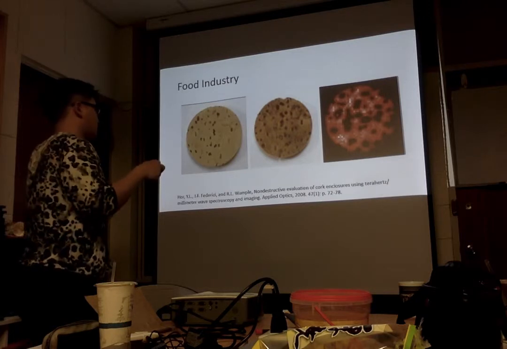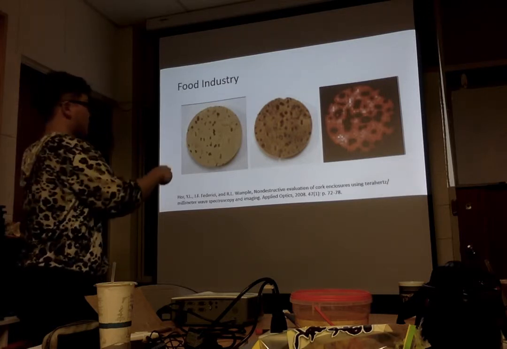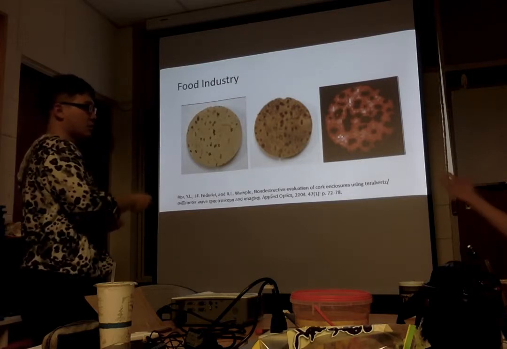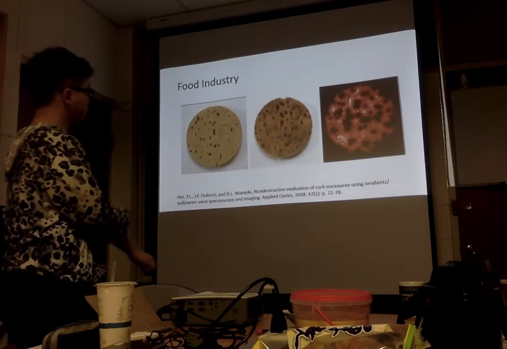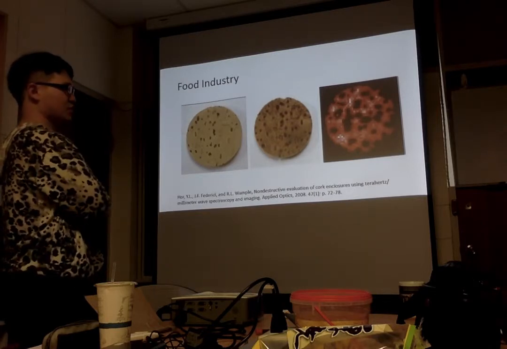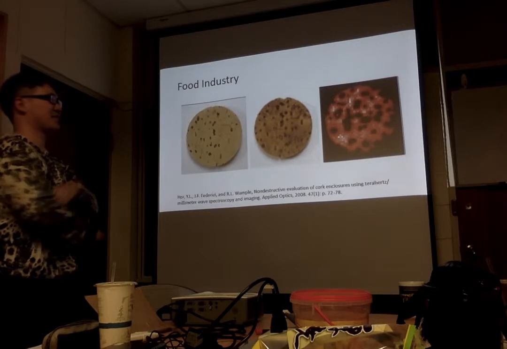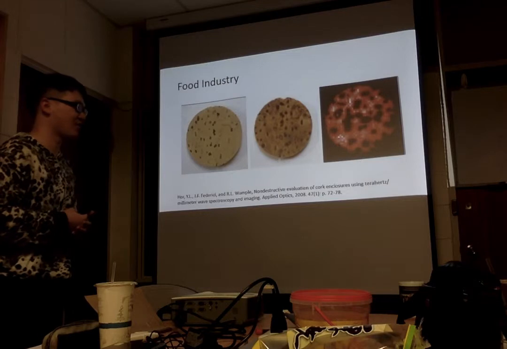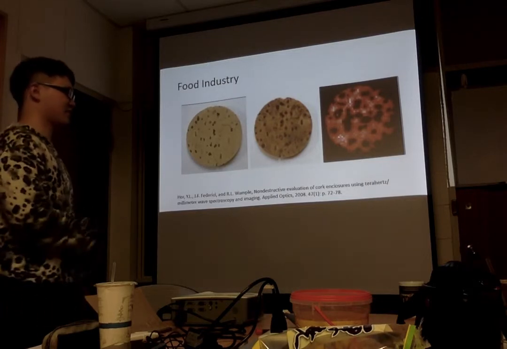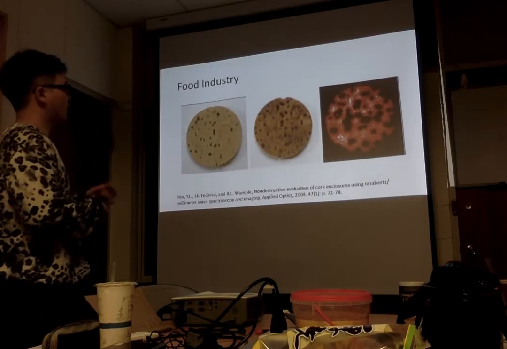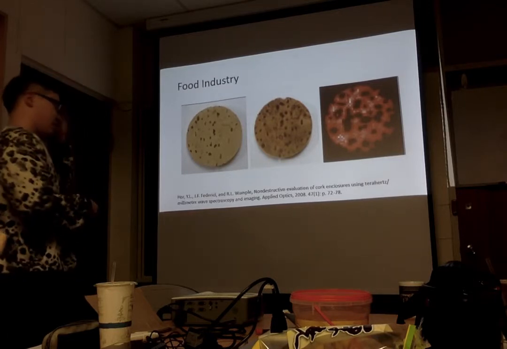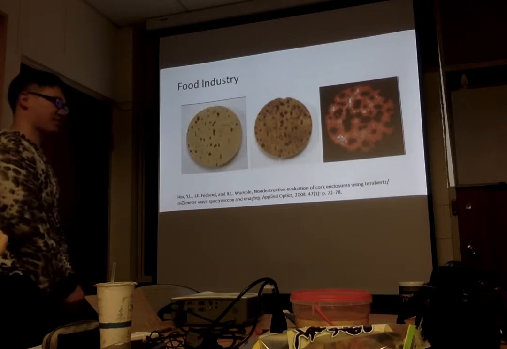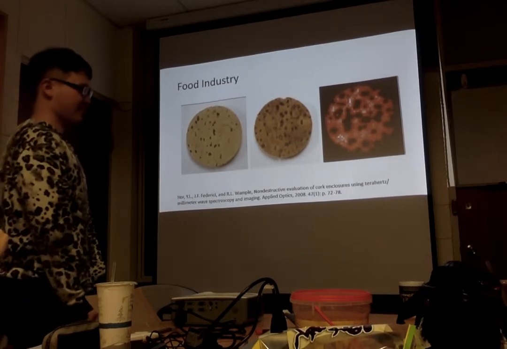To see the structure of the cork and the water content. But can we really see it? Maybe in the future it can be done very well. But I think this resolution is very, very poor. But this is the idea of the application. Okay.